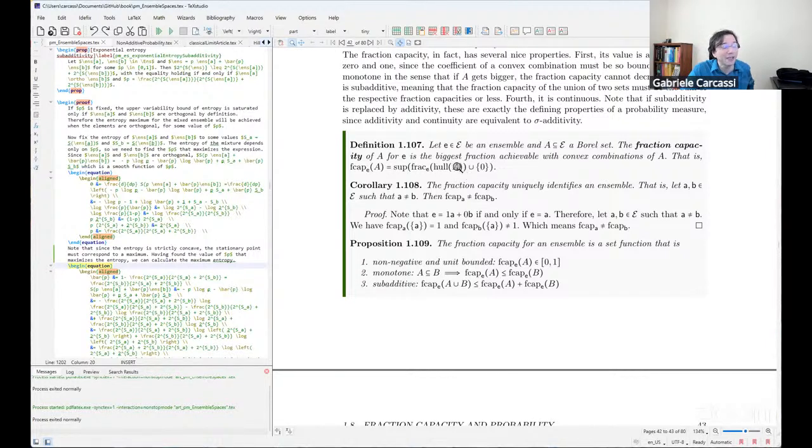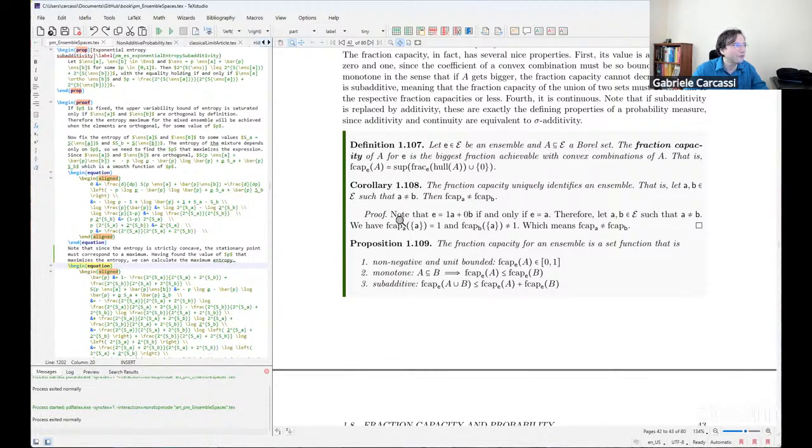You take the hull of A, which is the set of all possible convex combinations. You take the fraction of all those elements, so you now have this big set of numbers. You add 0 in case that set was empty, and you take the supremum. That's the biggest amount of E that can be expressed as a convex combination of A. The fraction capacity uniquely defines an ensemble. That is, if you have two ensembles and they're different, then their fraction capacity as a set function is different.